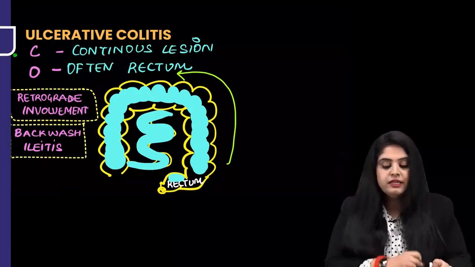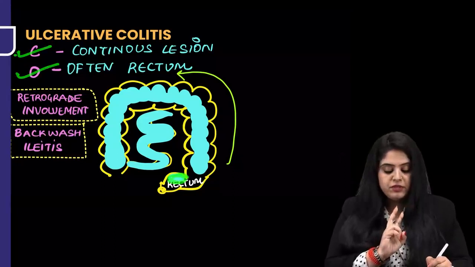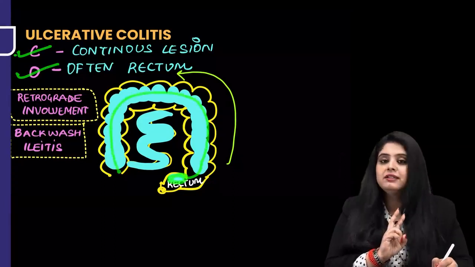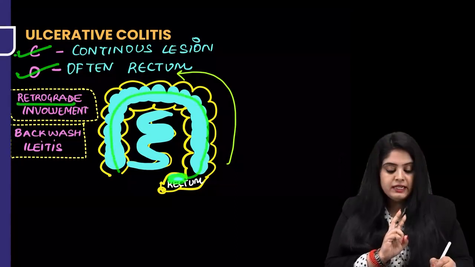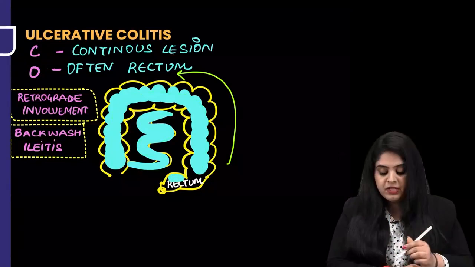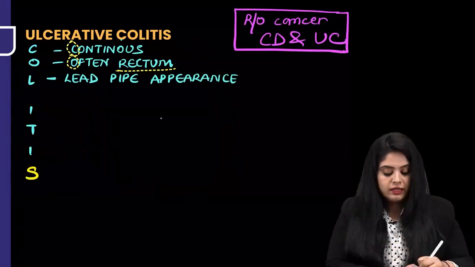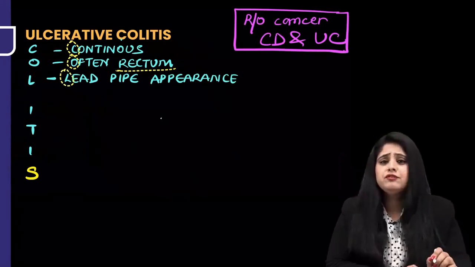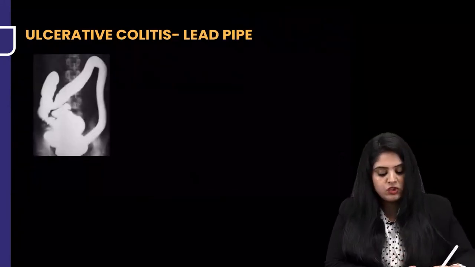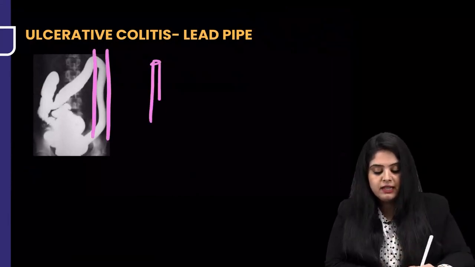So what did I tell you? C for continuous involvement. O for often rectum. It starts from the rectum, it goes in a backward manner, that is retrograde involvement. Then it goes to the small intestine, so backwash ileitis. Understood? So as a result of which, how is your barium study going to look? The lead pipe appearance is very, very famous. Have a look at this picture. On a barium study, we can always see how the intestine has become like a lead pipe.